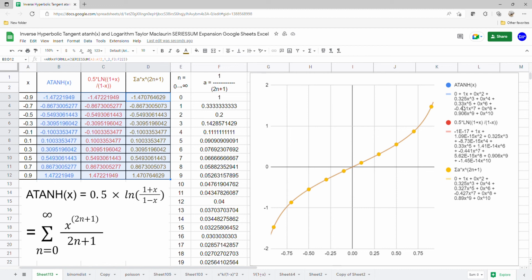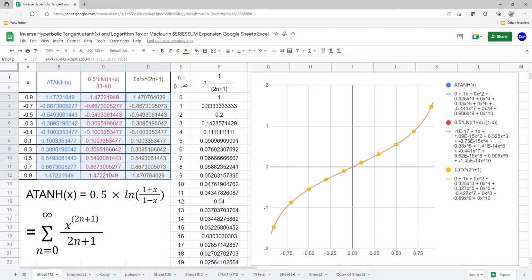Coefficient of x cubed, 0.33. It's also 0.33. And this one is 0.325. Now almost the same. Coefficient of x to the fourth, 0. And this is 0 because negative 8.73 times 10 to the minus 15. That's very small. And also 0. Coefficient of x to the fifth, 0.33. And here is also 0.33. And here is 0.327. That's almost the same.